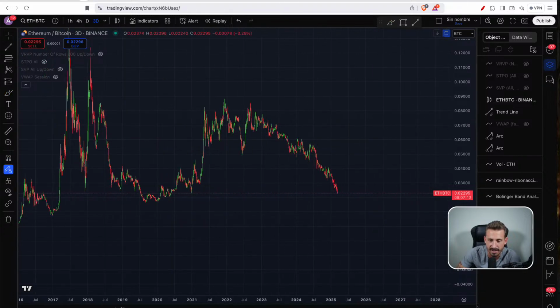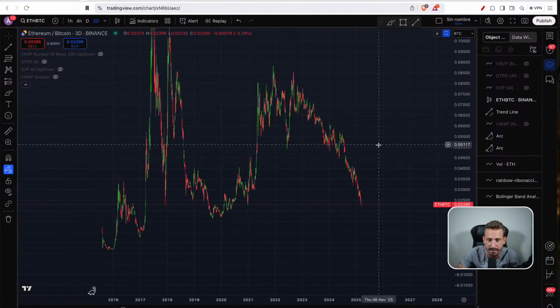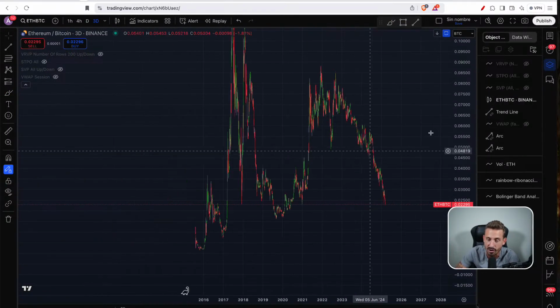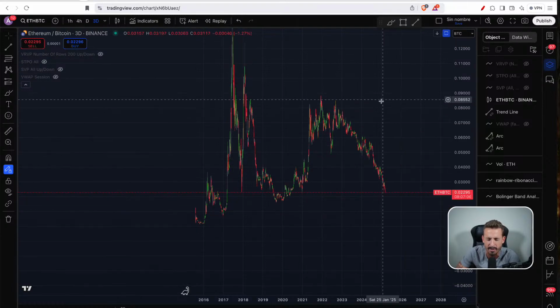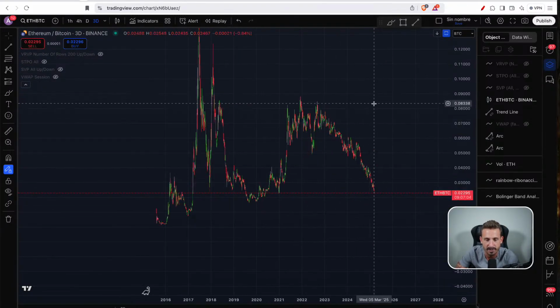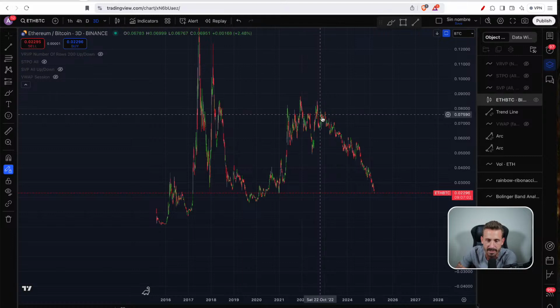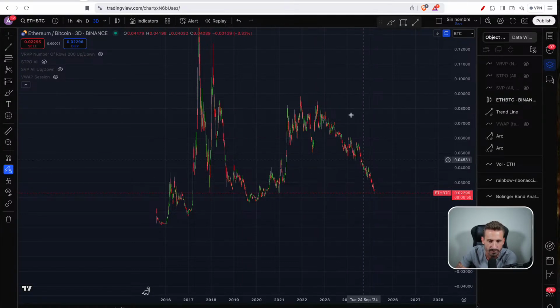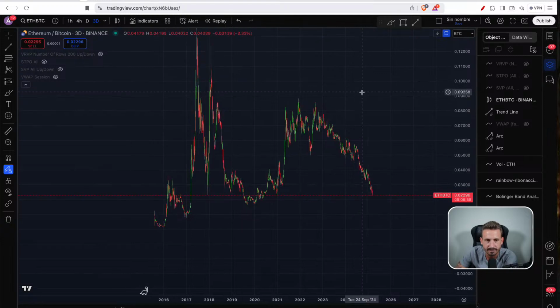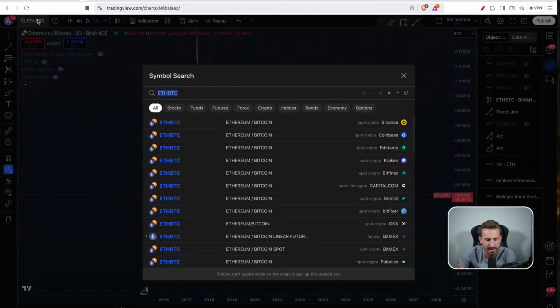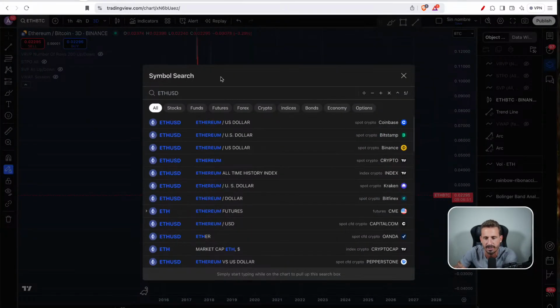I was not expecting this complete failure against Bitcoin on Ethereum. Ethereum on Bitcoin, sorry. Absolutely crazy. Massive waterfall. This is just a complete waterfall. Panic selling, yeah, for sure. I mean, Ethereum below 2K is looking interesting.